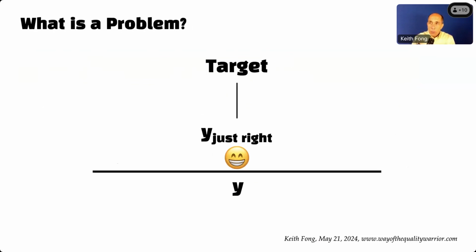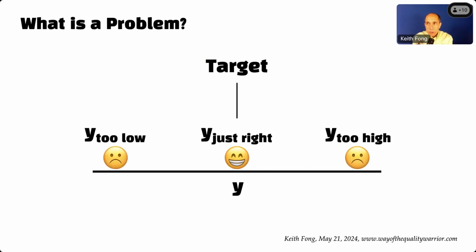So we need to talk about what is a problem. And let's say we're doing something that has a target value. And if we hit the target, right, we're happy, right? The y is just right. It's what we want. It's kind of the Goldilocks thing. It's just right. Now, it's possible that with the target you're shooting for, you get a value that's too high. And that is a problem, right? Because it's making you discontent. It's not satisfying your expectation.